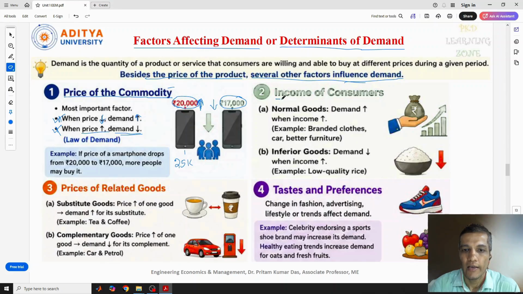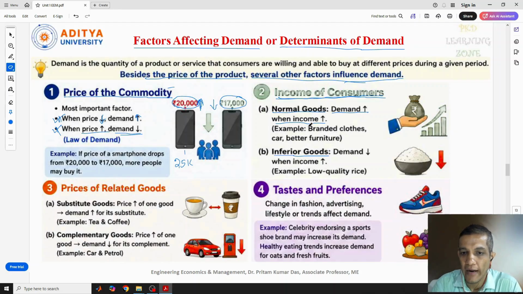The second one is income of the consumers. Income of the consumers also plays a major role in the determinants of demand. The income of consumers is divided into two categories. One is normal goods, another one is inferior goods. In normal goods, the demand increases when income increases. So obviously, when the income is increased, the demand also increases. When people's income rises, they can afford better or more expensive products.